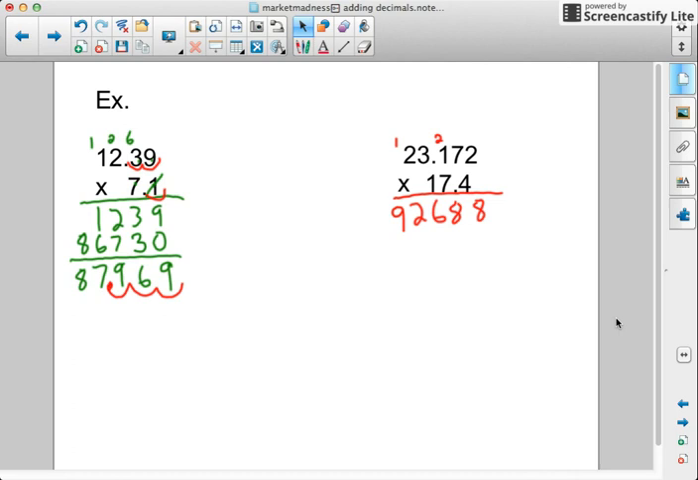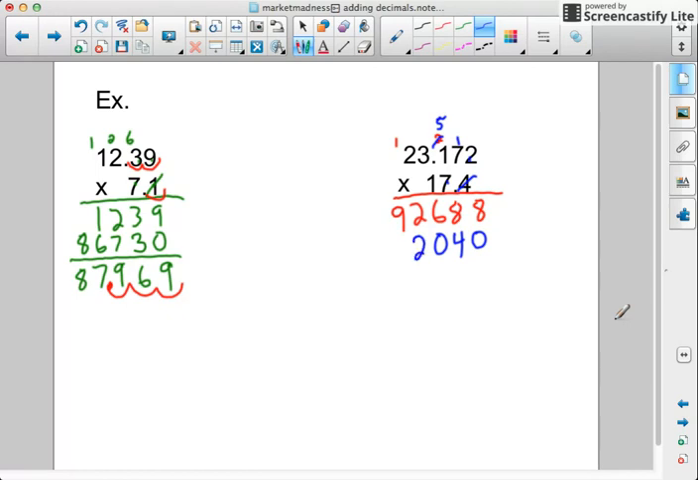Okay, I'm going to do my second row here now. So this 4 I've used up. Put a 0. 7 times 2 is 14. Carry the 1. 7 times 7 is 49, plus 1 is 50, so 0. Make sure you don't look at that 2 anymore. 7 times 1 is 7, plus 5 is 12. Carry a 1. 7 times 3 is 21, plus 1 is 22. Carry a 2. 7 times 2 is 14, plus 2 is 16. And that's the last one, I just put the number.